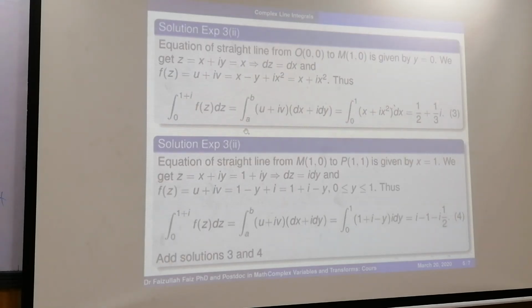If you evaluate this, first of all you have to obtain the equation of the straight line from the origin to m of 1 comma 0, and using the same procedure you will get that the equation is y equal to 0, and you will get this answer. Similarly for the next points, m and p, you will use the same procedure, you will get x equal to 1 as your curve, and then you will get solution number 4. Now adding 3 and 4, you will get the answer for example number 3, part number 2.